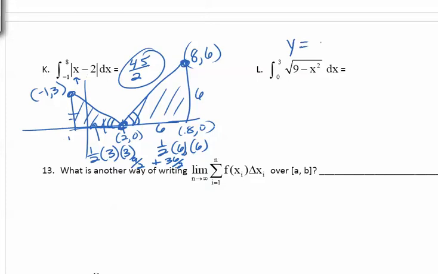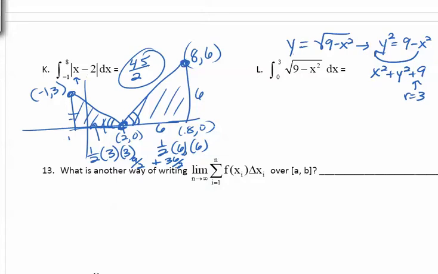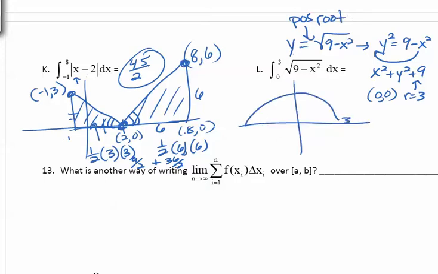We're thinking geometry here, so think about this square root. If we square both sides, remember that this was half of a circle. So you have to remember your common functions. So this is a circle with a radius of 3 and a center at the origin. And we're only doing the positive root or the principal root. So remember what this is. This is the top semicircle of a circle with radius of 3.